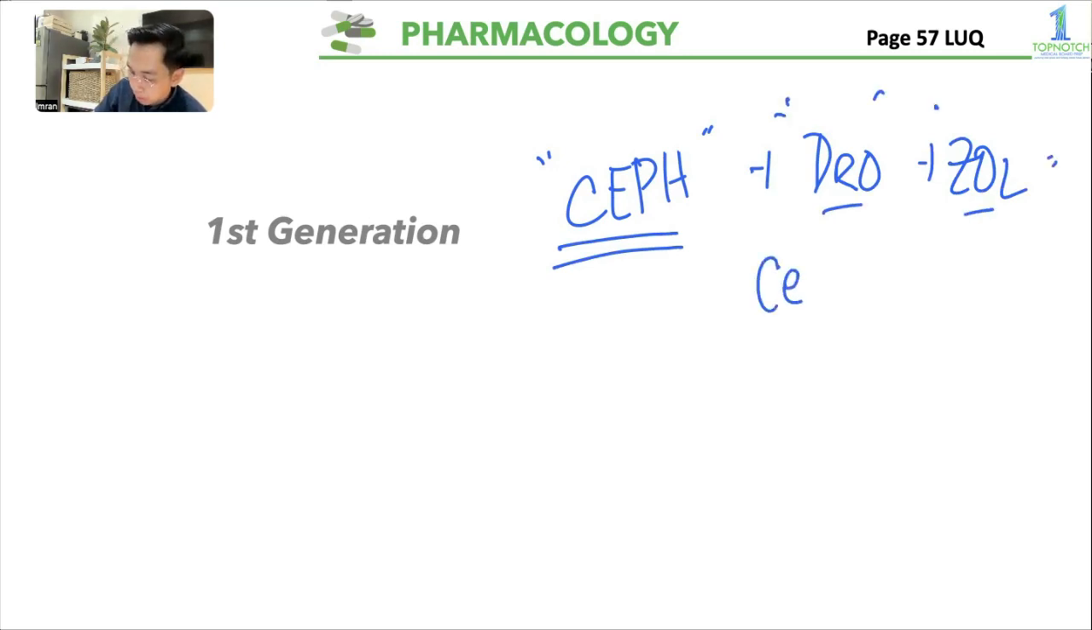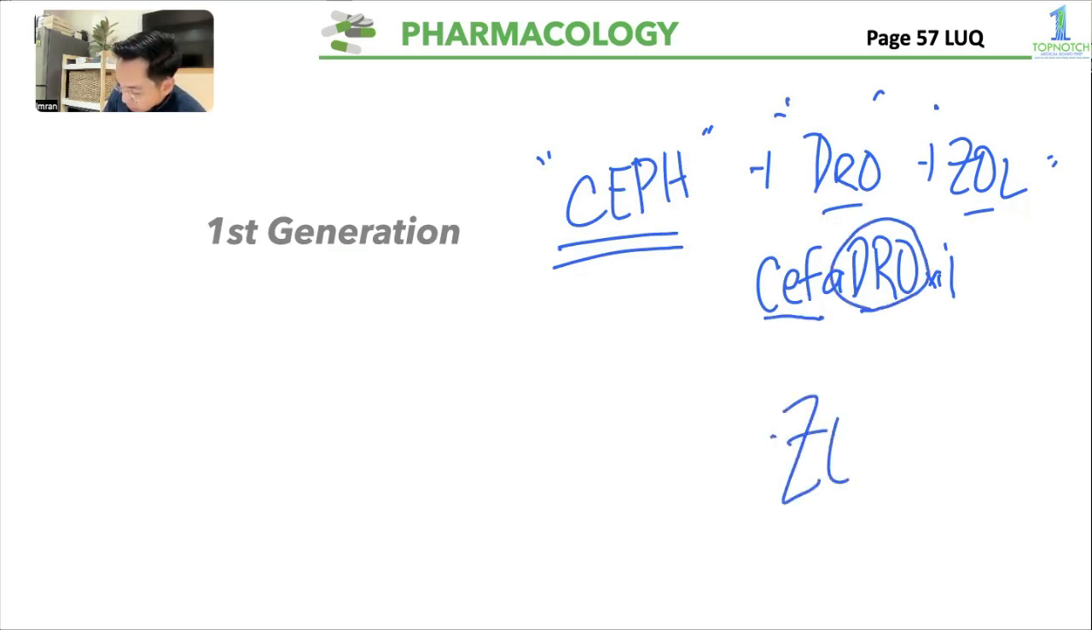Okay? Example nito ay cefadroxyl, no? Droxyl, okay? Kasi CEF siya pero meron siyang DRO kasi sa gitna, no? And then si zol is cefazolin. Okay? Cefazolin, no letter E. Okay? So yan yung mga first generation natin, no? CEPH kasama yung exception na dro and zol.